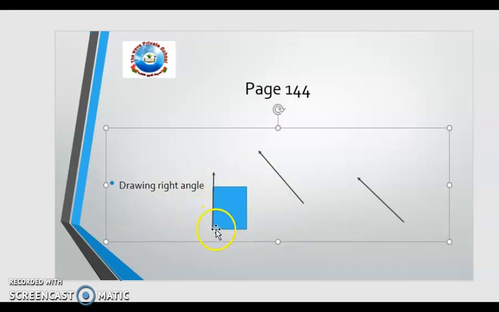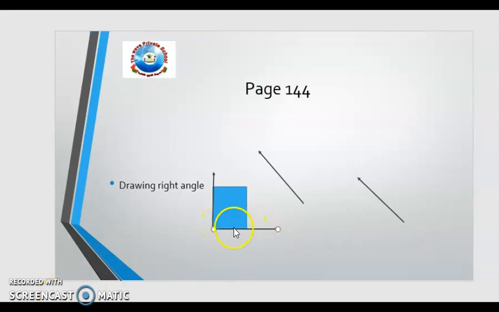And then for a right angle, you have to draw a line here. It must be straight to my paper. It must not go here and there. Yeah, so now see, I draw this line. It means this is my right angle. Here, this is question number 2.